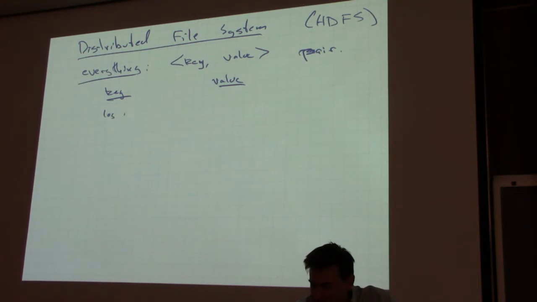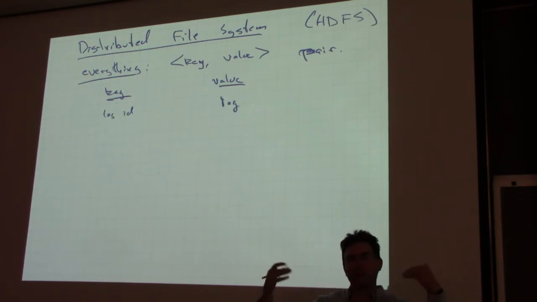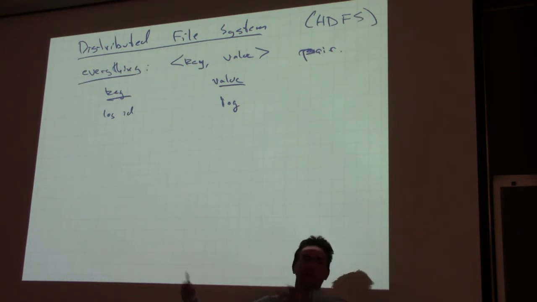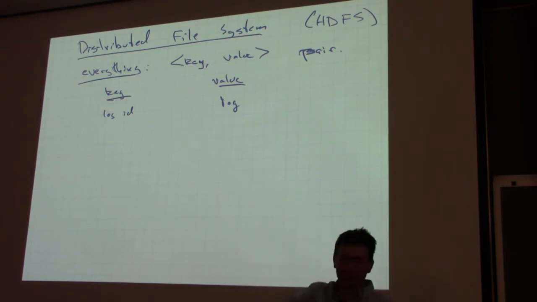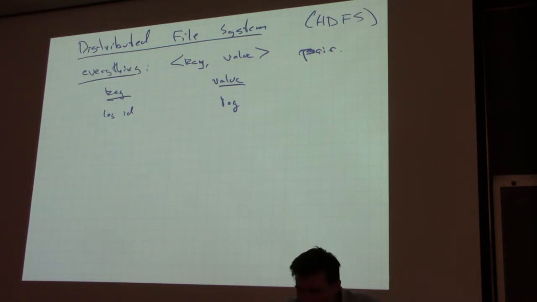So it can be a log ID, and this is the log. If you have an error, you run a program, and it outputs a log of all the print statements. Each line gets an ID, and then you get the actual log statement as the value. You can have the web address as the key, and then you can store the HTML in the value.